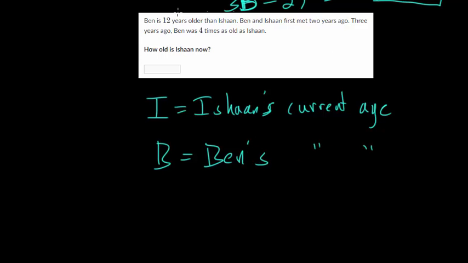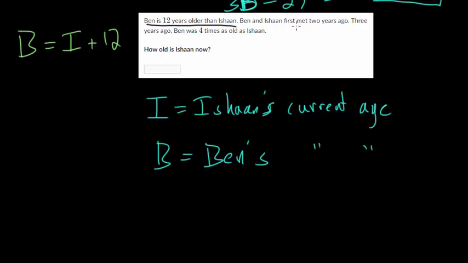And from here, we'll go to our information. And that first sentence is just that Ben is 12 years older than Aishan. So let's write that down, because we can just say B, I'll write it up here, equals 12 years older than Aishan. So Aishan's current age plus 12 years. And then the next sentence, Ben and Aishan first met 2 years ago. That might be irrelevant extra information. We'll come back to that, but it doesn't seem like that's going to help us.